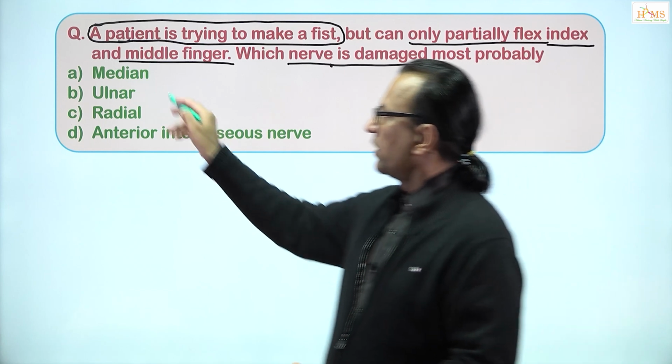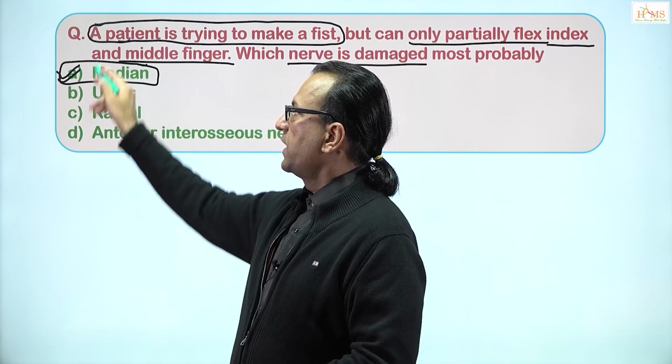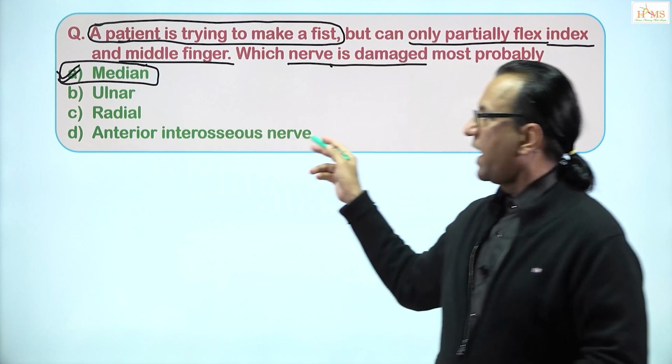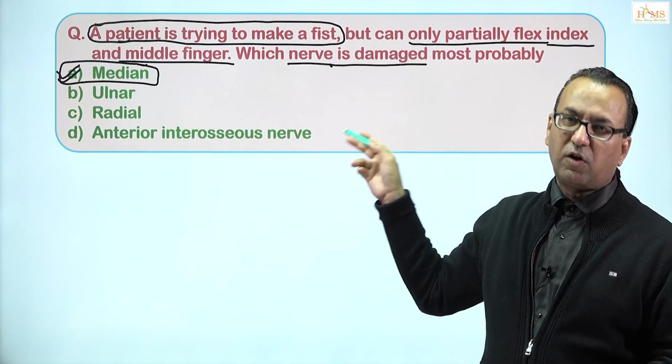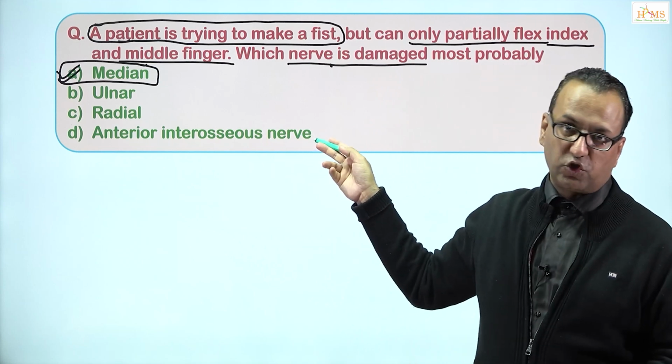Now, when you say your answer is choice A, the median nerve, fine. Why are you not taking your answer as choice D, the anterior interosseous nerve? Because this is the specific nerve to supply the lateral half of flexor digitorum profundus.